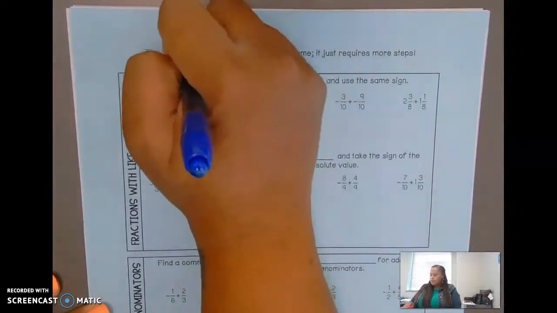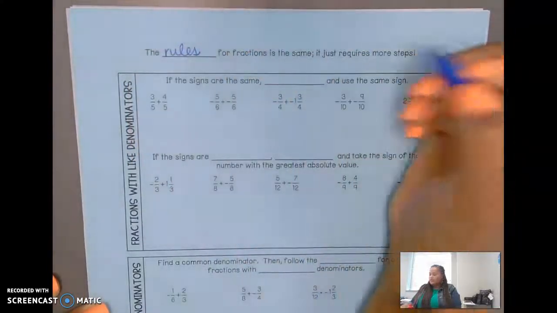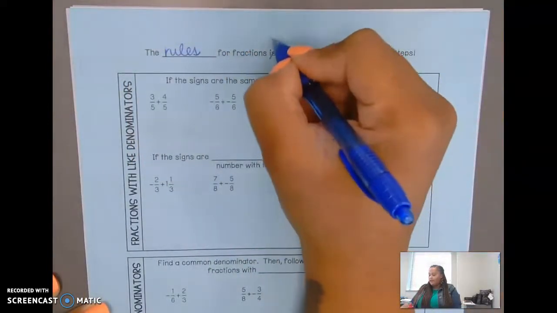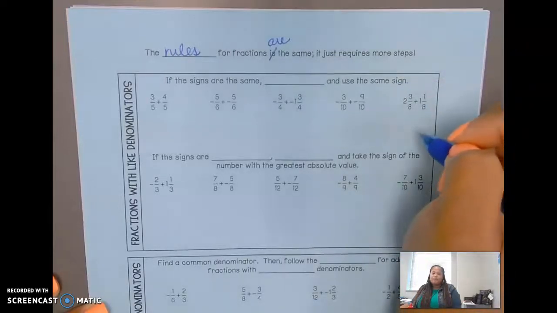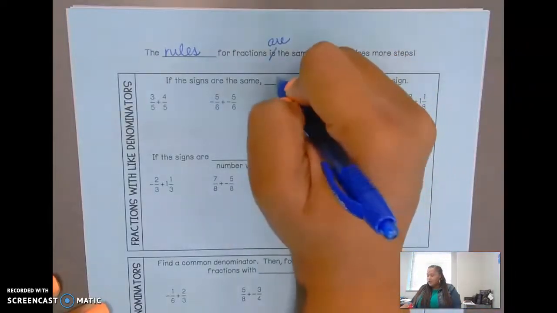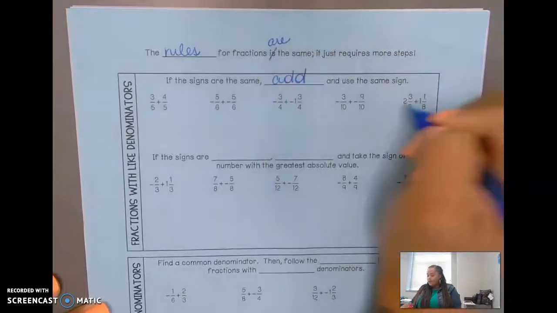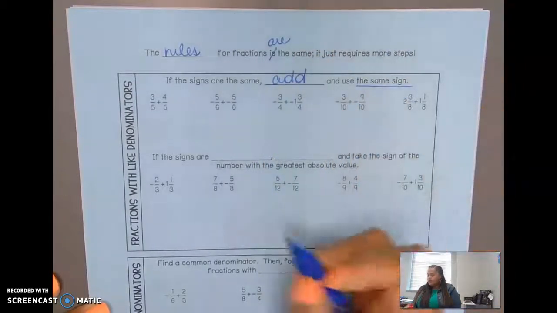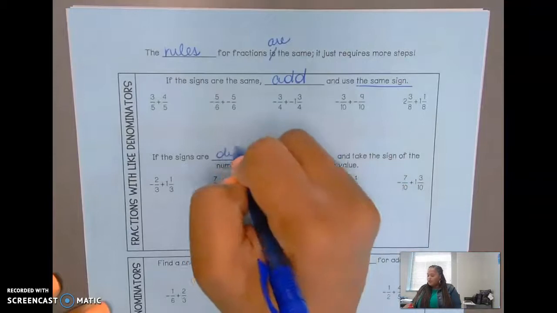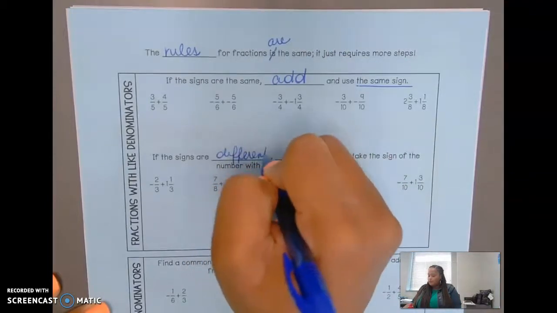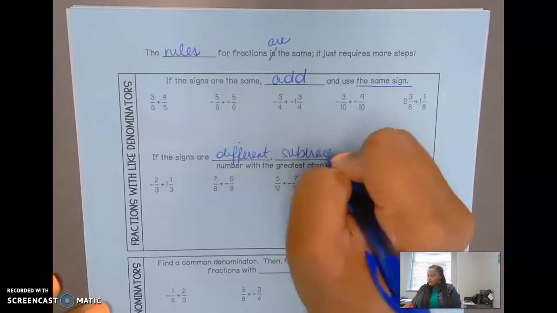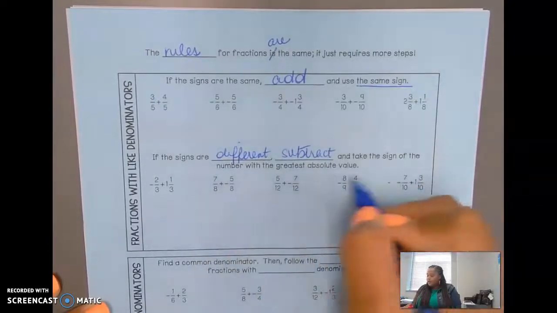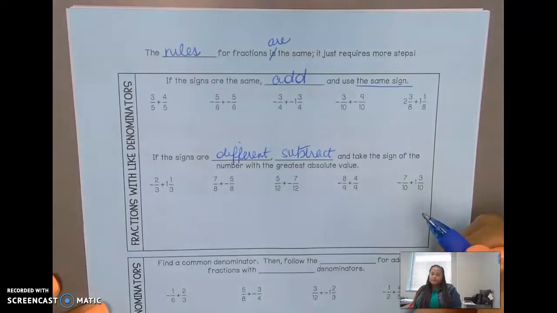The rules for fractions are the same. It just requires more steps, okay? If the signs are the same, we're still going to add and keep the sign. If the signs are different, we're going to subtract and take the sign of the number with the greatest absolute value.